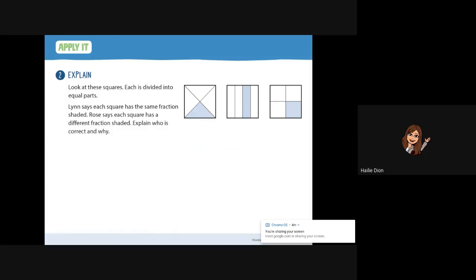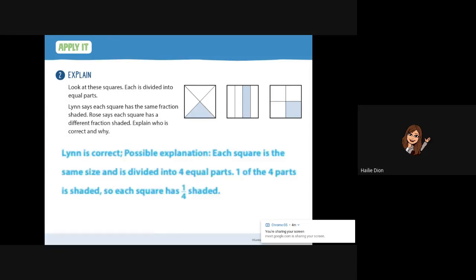So who was correct? Who said that every fraction was the same? Lynn. Each of these models is showcasing 1/4. It's just a way to show you that shapes can look different and still equal the same fraction. So if we look, each of these models still has 4 separate parts and 1 shaded out of those 4 parts. And that's just saying Lynn is correct because each square is the same size and divided into 4 equal parts. One of the 4 parts is shaded, so each square has 1/4 shaded.